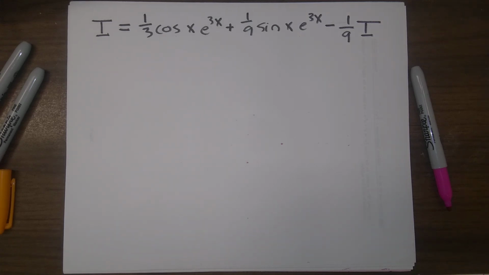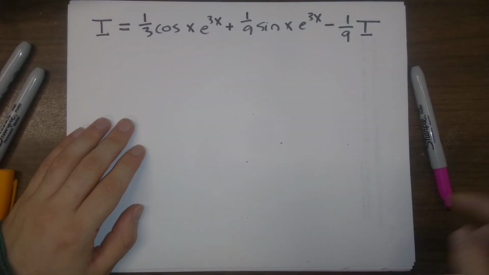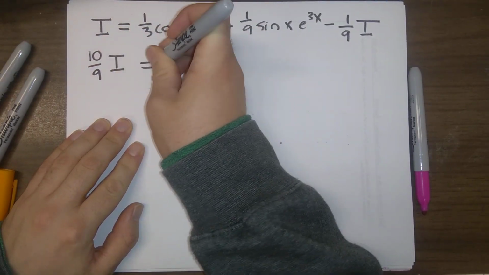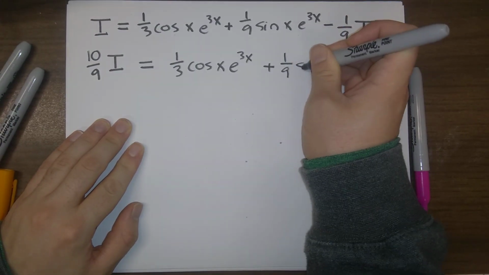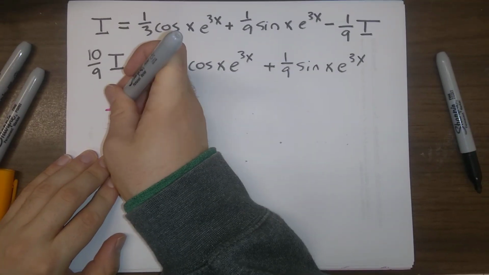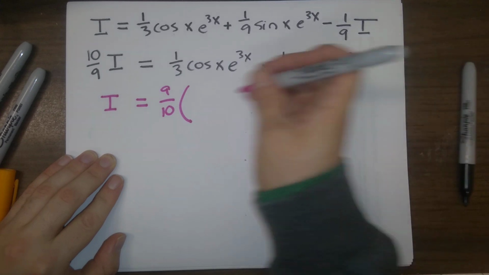And at this point, it's just a simple calculation. We think of I here as a variable to solve for. We move the terms of I to one side, and then we divide by the appropriate coefficient, and we're done. So we move the 1/9 I to the other side, and that gives us 10/9 times I is equal to 1/3 cosine x e to the 3x plus 1/9 sine x e to the 3x. And so what do we conclude? I, which is the integral we care about, is 9/10 times all of this.